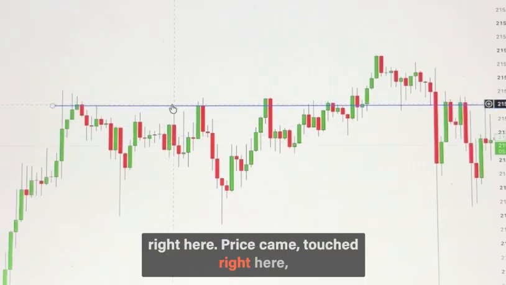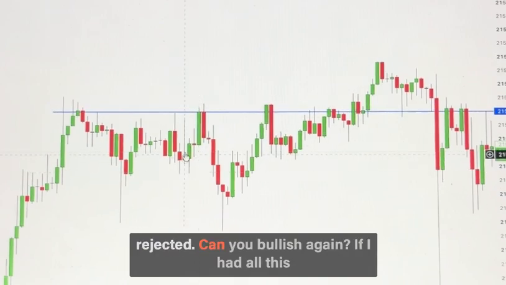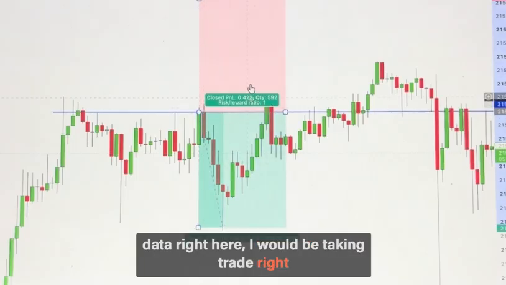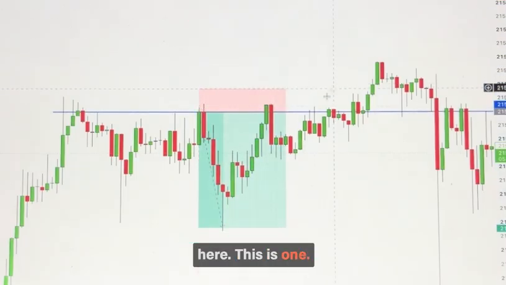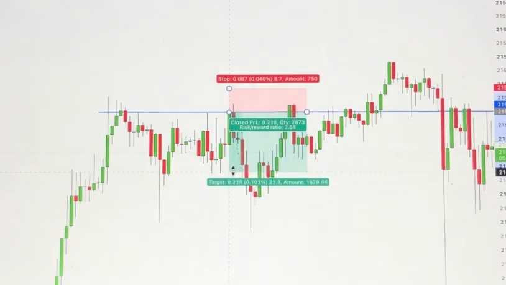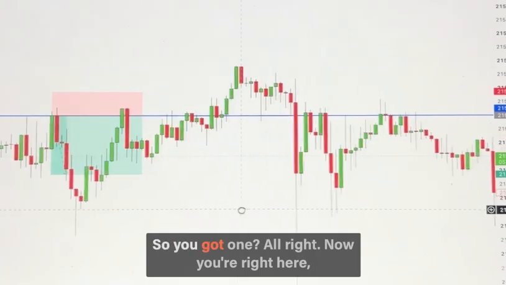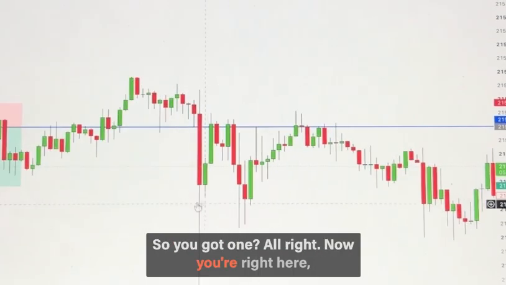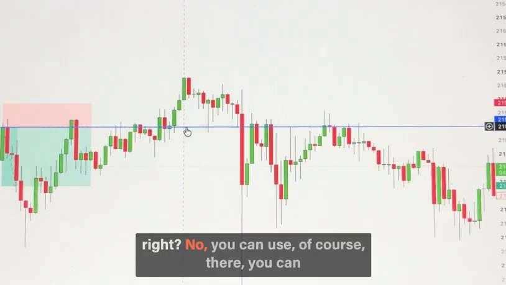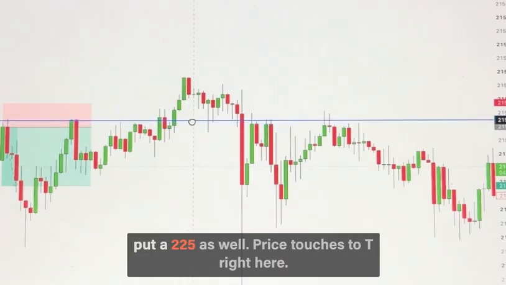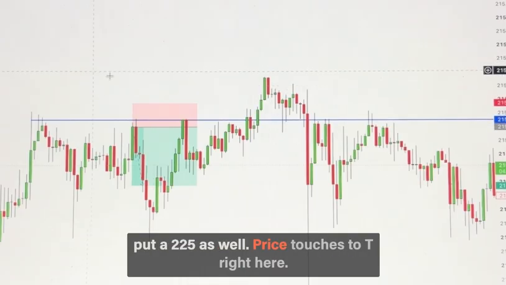All right, we got more data right here. Price came, touched right here, rejected, came bullish again. If I had all this data right here, I would be taking a trade right here. This is one. So you got one. All right, now you're right here, right? So you can use quarter theory. You can put it at 225 as well.